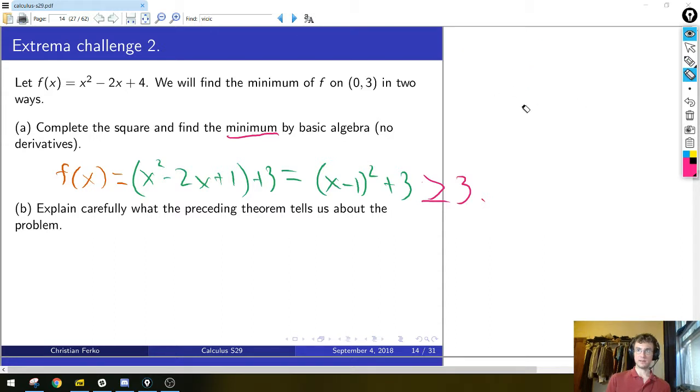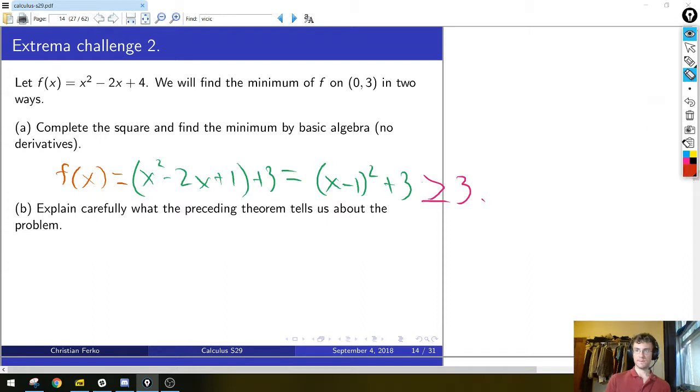You could actually write an algebraic proof and just say, well, this thing is always lower bounded by 3, plugging in x equals 1 achieves this bound, and therefore x equals 1 is the minimum value. Okay, so that's the solution by pure algebra.